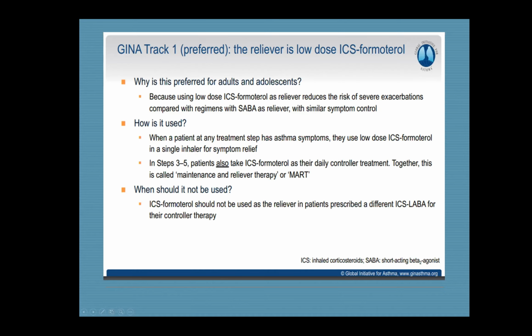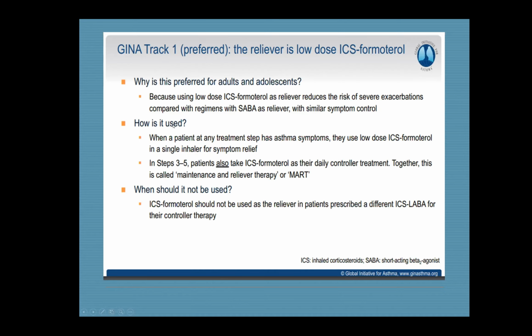So this is important when you're thinking about using your ICS formoterol, which is what's in Symbicort, for rescue. You want the formoterol because the formoterol is the beta agonist, which is both rapid in onset and long acting. Salmeterol is long acting, but not rapid in onset. So you don't want to be using that for rescue for sure.